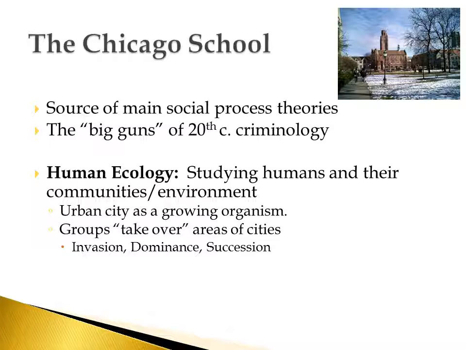So human ecologists at the time were using the city of Chicago as a basis for this and studying how, especially in the early 20th century, incoming immigrant groups were flocking into particular areas of the city, but there was this constant turnover, constant cycle of events.